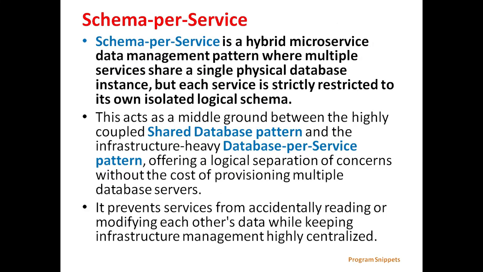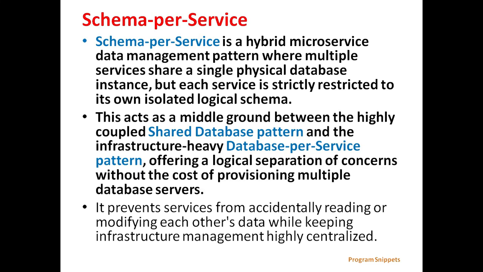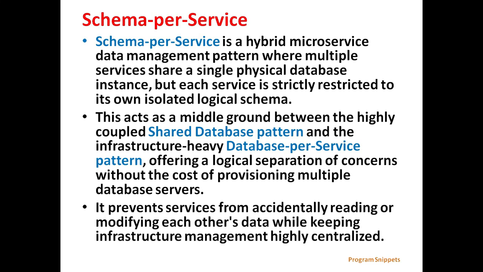Schema per service is a hybrid microservice data management pattern where multiple services share a single physical database instance, but each service is strictly restricted to its own isolated logical schema. This acts as a middle ground between the highly coupled shared database pattern and the infrastructure-heavy database per service pattern, which offers a logical separation of concerns without the cost of provisioning multiple database servers. It prevents services from accidentally reading or modifying each other's data while keeping infrastructure management highly centralized.